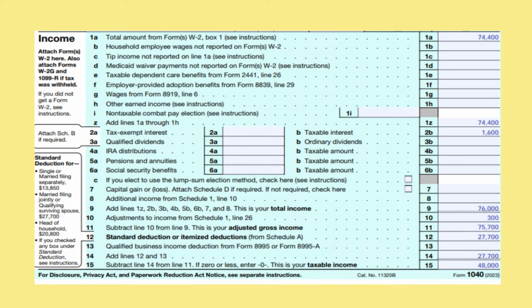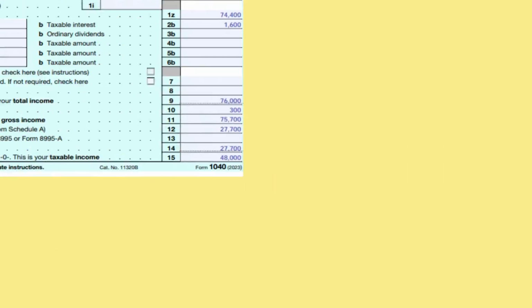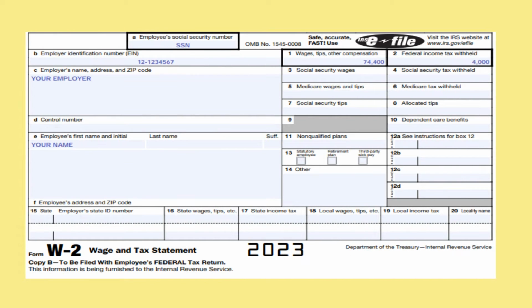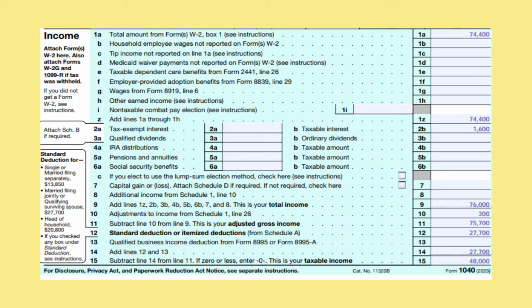On line 1A, put your wages. You can find this information in box 1 of Form W-2. If you and your spouse both have a W-2, add them together and put the amount on this line. In our example, it is $74,400. I am going to skip lines 1B through 1I as they don't affect most of the people that will be watching this video, but I will circle back to them at the end of the video.